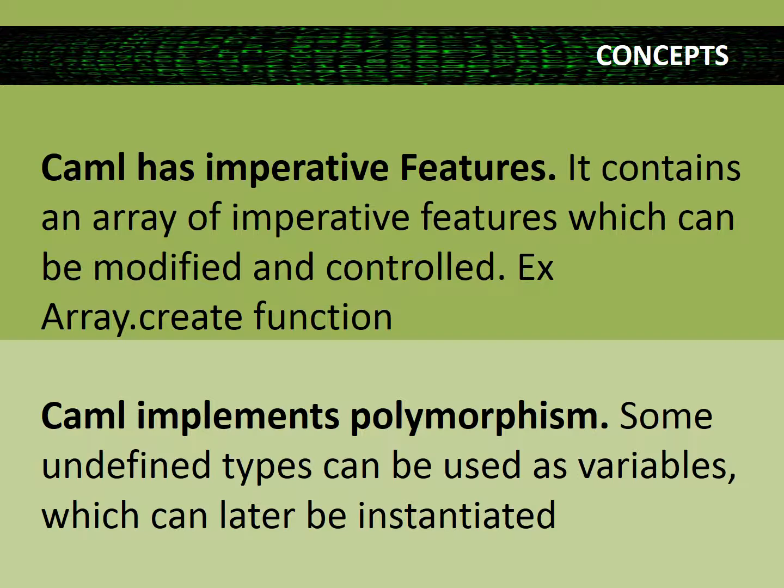Caml is a polymorphic type system in which some undefined types can be used as variables which can be later instantiated. Thus, for instance, a single sorting function can be applied to a list of integers, a list of integer pairs, and a list of records without requiring any code duplication.